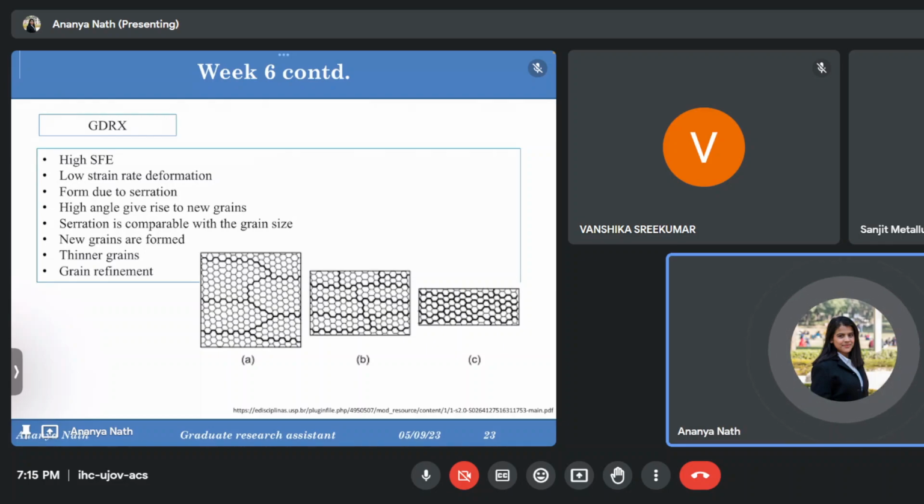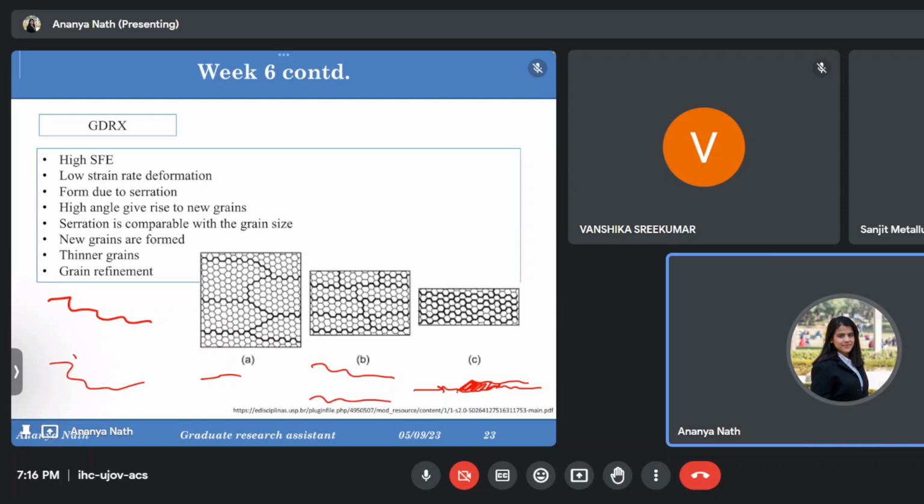Now, when they have come so close to each other that the serrations are touching each other, then they will form the new strain free grains. Before, the serrations were like this. After cold working, the serrations are like this. But after that, when the cross section reduction is so much that they have come to like this, and they touch each other, they will form these new strain free grains. So this is the concept of GDRX. It's the geometric dynamic recrystallization.